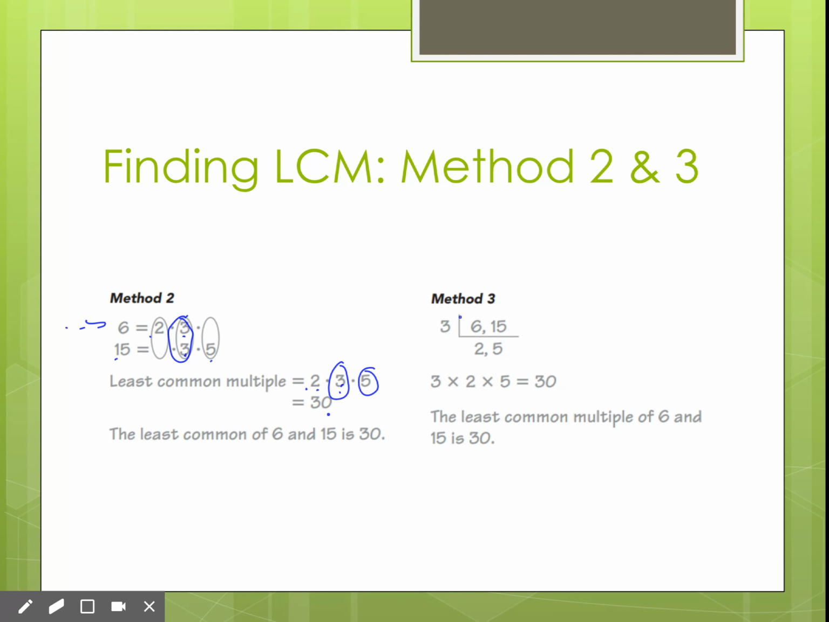Method 3, we're doing repeated division using common prime factors. 6 and 15 can both be divided by 3. Once they get the prime factors of 2 and 5. So 3 times 2 times 5 gives us that least common multiple of 30. You choose whichever method you like the best.